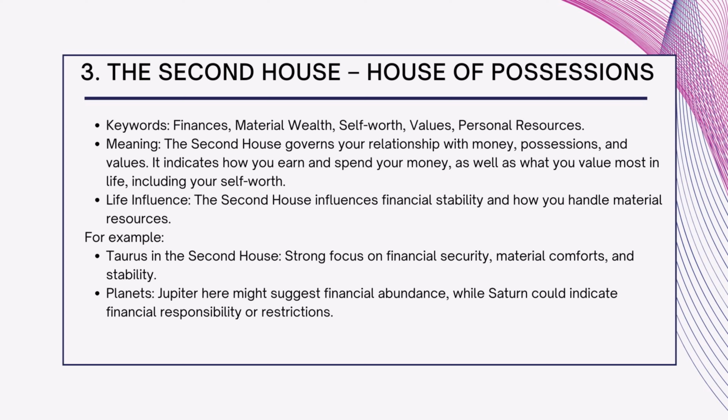Life influence. The second house influences financial stability and how you handle material resources. For example, Taurus in the second house: strong focus on financial security, material comforts, and stability. Planets: Jupiter here might suggest financial abundance, while Saturn could indicate financial responsibility or restrictions.